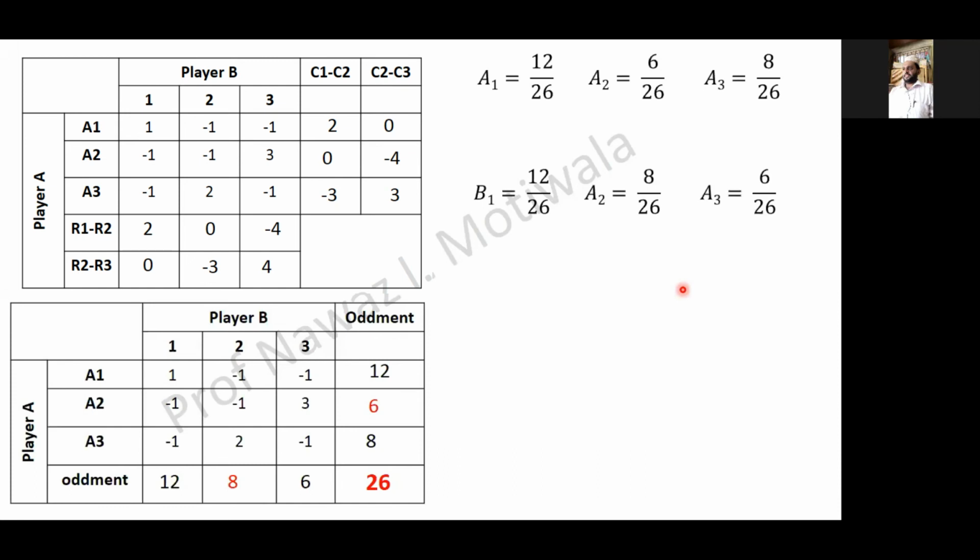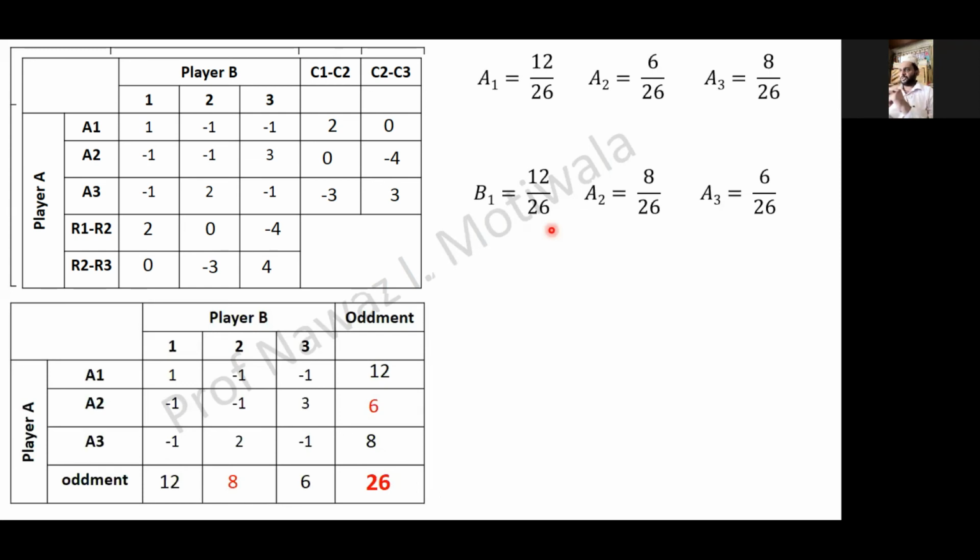And finally, if I want the value of the game, it will be 1 multiplied by 12, that is 12, minus 1 into 6, minus 6, minus 1 into 8, minus 8. So it will be 12 minus 6 minus 8 divided by 26. So the answer I will get is minus 1 by 13. Here the value of the game will be minus 1 by 13, concluding that A will have a loss whatever strategy he follows. So this completes the solution for this particular topic. With this, we have completed the topic on the oddments method for a 3x3 matrix.